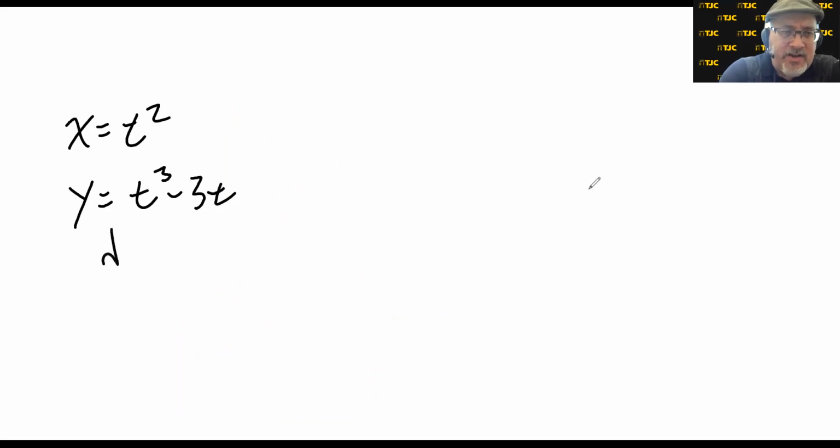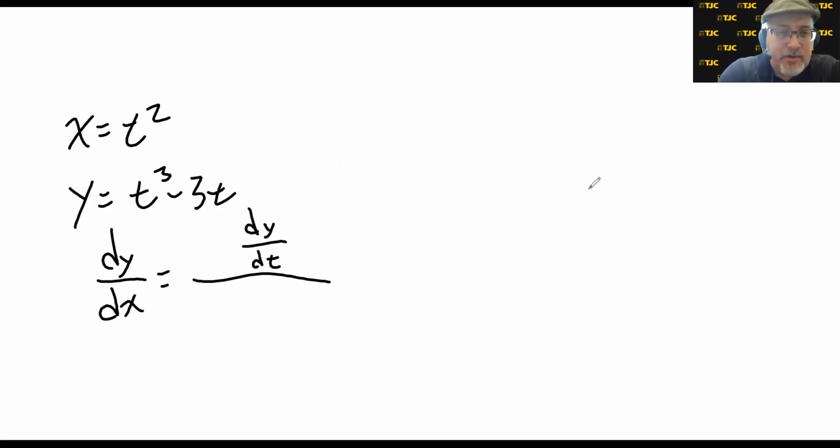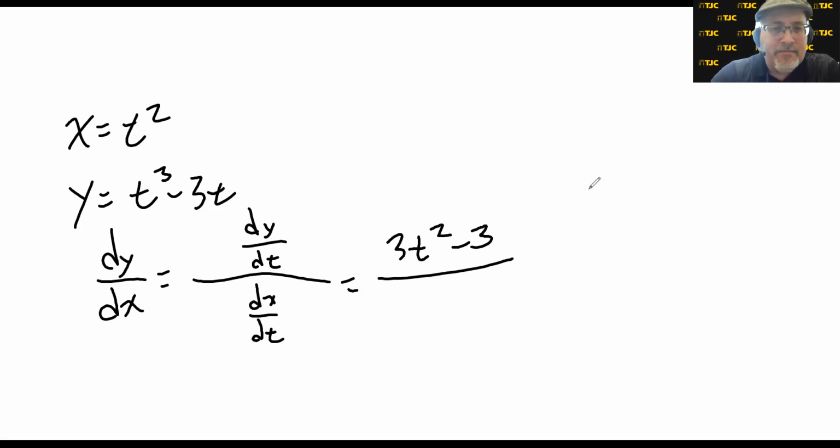Then dy/dx, which is still measuring slope, change in rise over the change in run, instantaneously if I must, is going to be dy/dt over dx/dt, both of which are very easy to calculate. The derivative of the y equation is 3t squared minus 3, and the derivative of the x equation is just 2t. Of course, this raises the question, what happens when t equals 0? We'll discuss that in the next video.